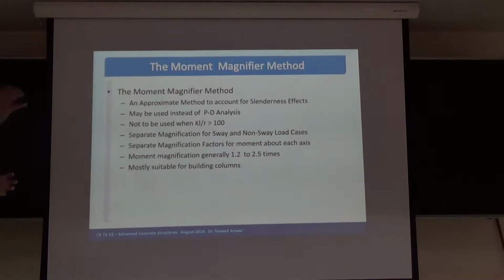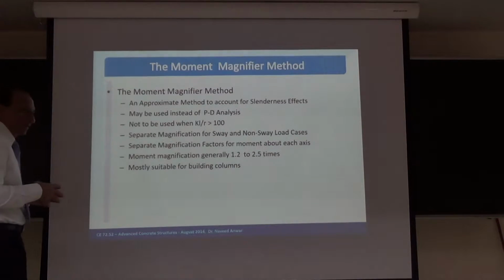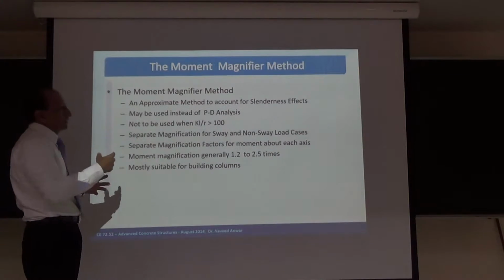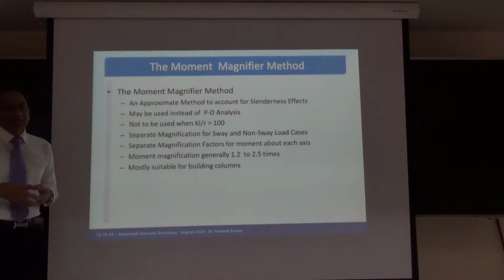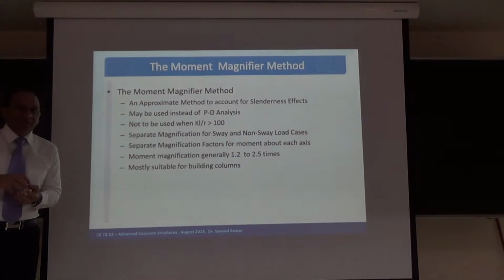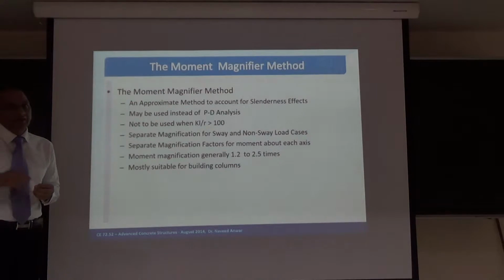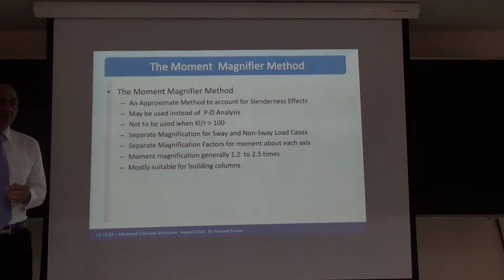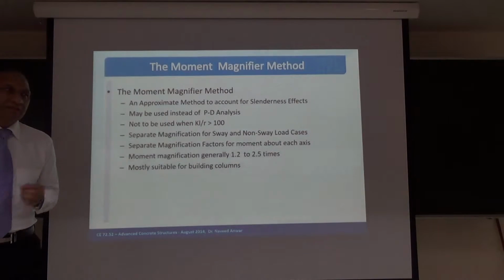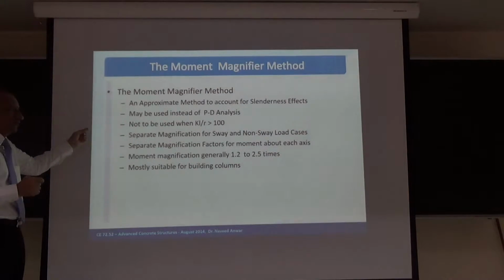This is done for the whole structure, called P delta analysis. P delta analysis can be done by more advanced programs that have the capability to do nonlinear geometric as well as material nonlinearity, and many programs do not have that capability. Even if you do have the capability, for steel frames it is easy, but for concrete it is very difficult.